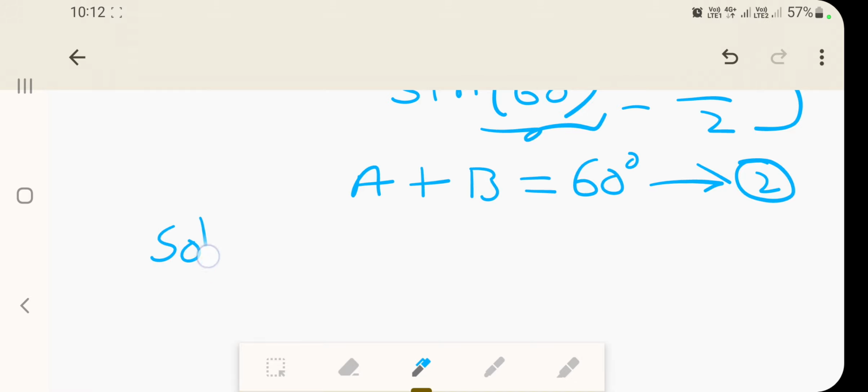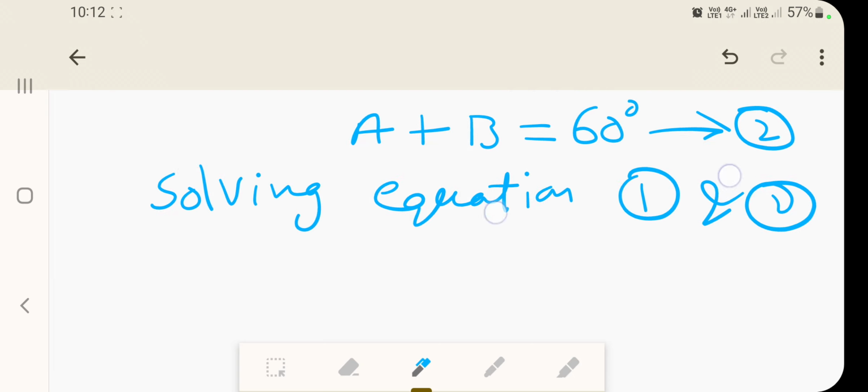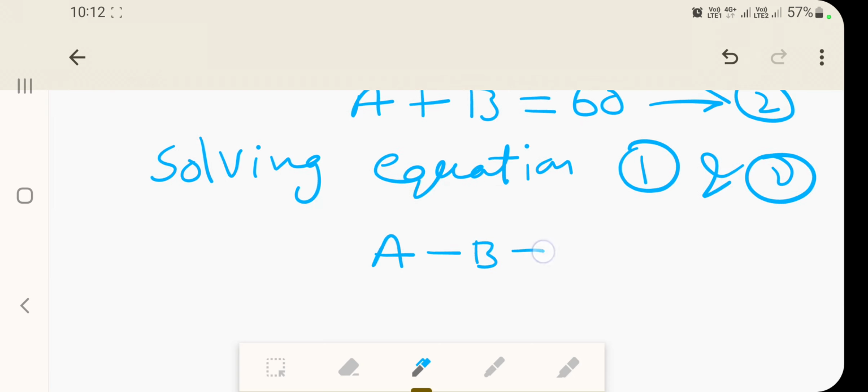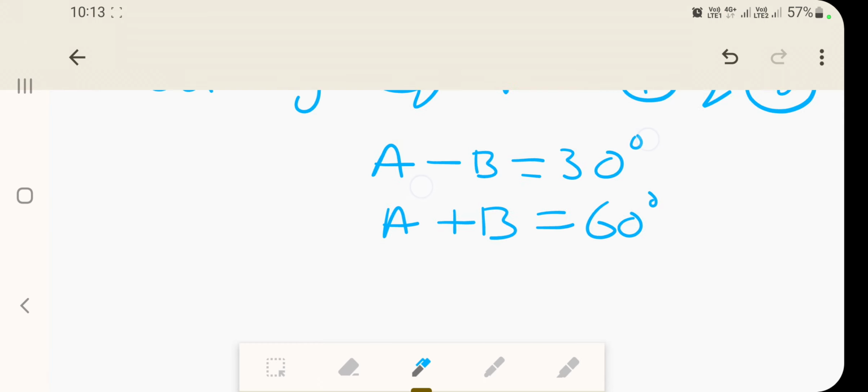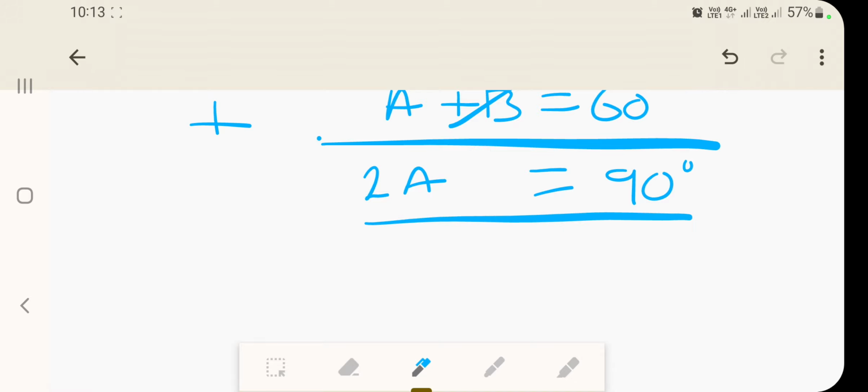Now solving equations 1 and 2. Equation 1 is A minus B equal to 30 degrees, and A plus B we got as 60 degrees. If we add these two, A plus A gives 2A, plus B minus B gets cancelled, and 30 plus 60 is 90 degrees. So we get 2A is equal to 90 degrees.